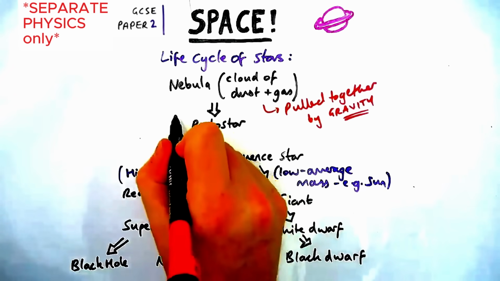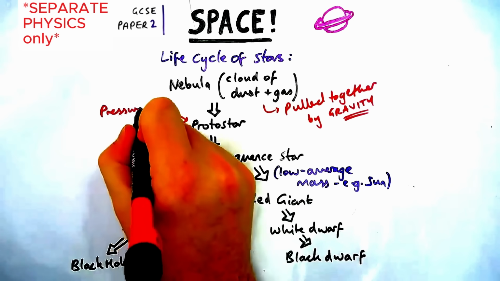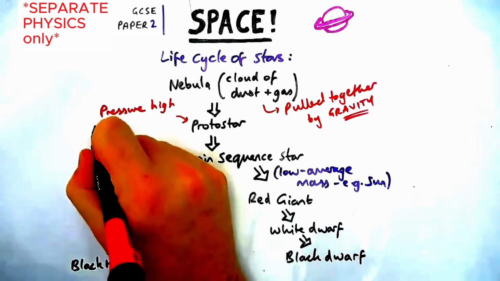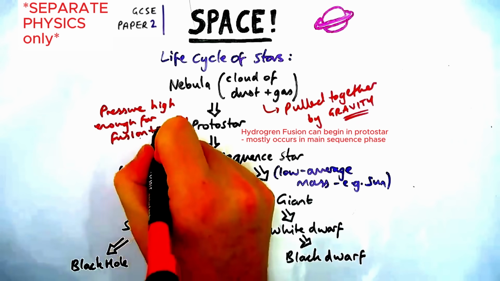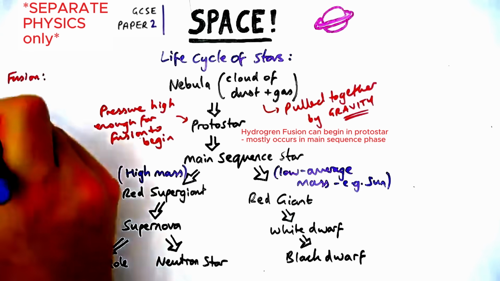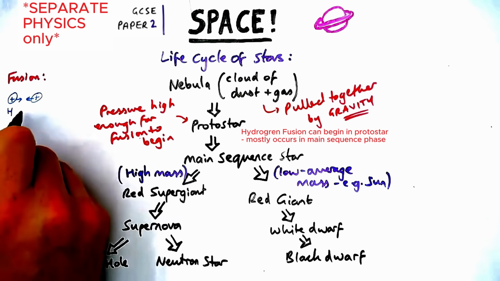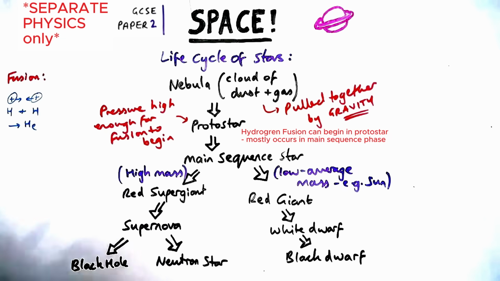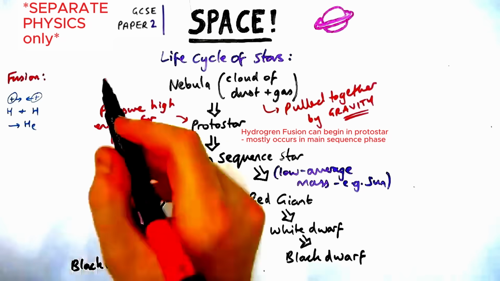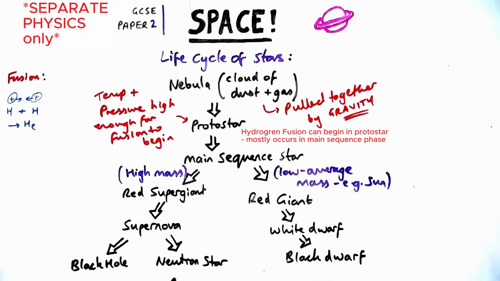Next, when we have our protostar forming, the protostar is kind of like the stage before the star. This is when pressure and temperature are high enough for nuclear fusion to begin. Essentially, nuclear fusion is when two light nuclei, usually hydrogen, combine together to make helium, and it releases energy. But this only happens at high temperatures and pressures, so you need a lot of the matter in one place under high gravity for this to begin.